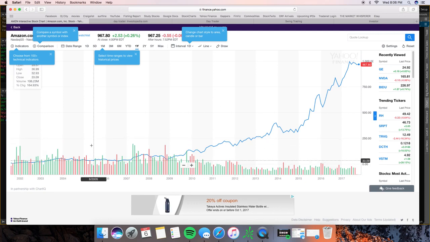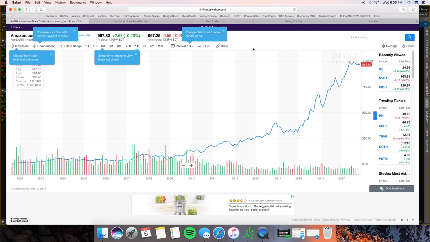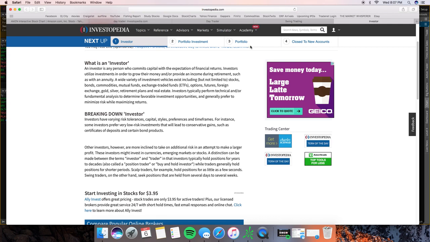So now, as you can see, somewhere down here would be ideal for an investor to get in. And now the price of the stock is $967 as of September 6th. So they're looking to buy and hold for several years. So 2002 all the way to 2017, I mean, that's 15 years, but that's the type of time frame that investors are looking at.